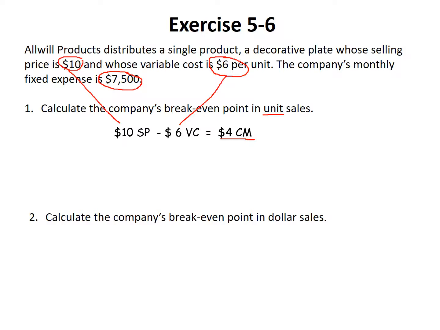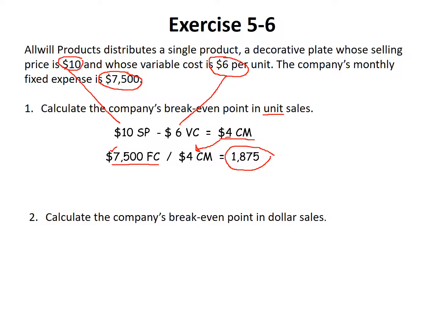So we can now express that relationship in our break-even formula. We start off with the $7,500 of fixed cost we need to cover. We divide it by that $4 contribution margin we just calculated, and that tells us how many units we have to sell in order to cover the $7,500 fixed cost. We do the division, and we're going to have to sell 1,875 units to cover the fixed cost associated with this problem.